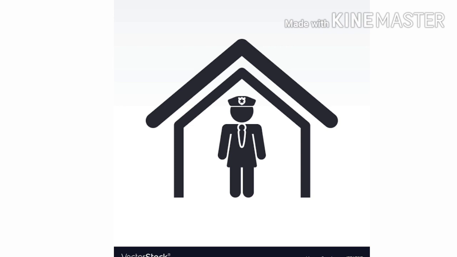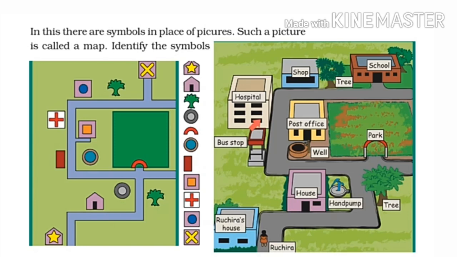Why do we use different symbols or signs in a map? The symbols are used in a map to find out and understand the different places. Children, now you observe the picture on the left side of the screen. Here, instead of pictures, symbols are used. So, this is a map. Instead of pictures, here all are represented by using symbols.